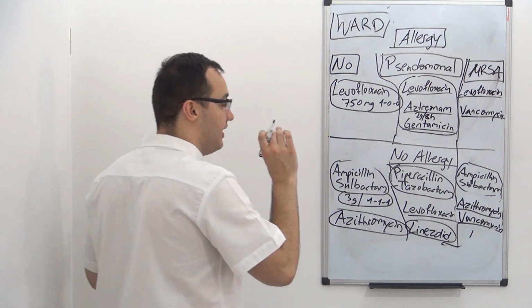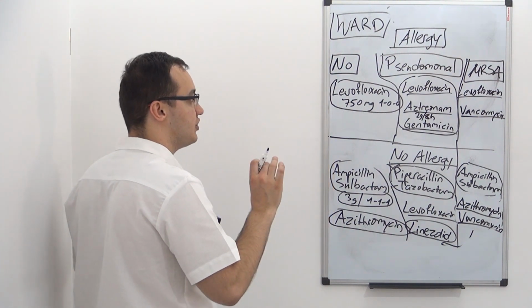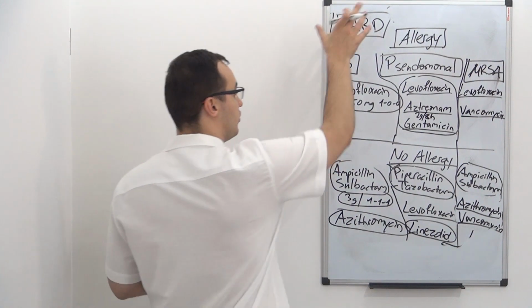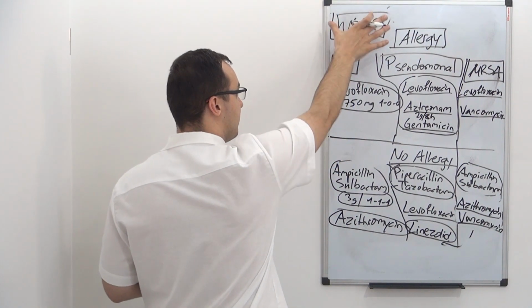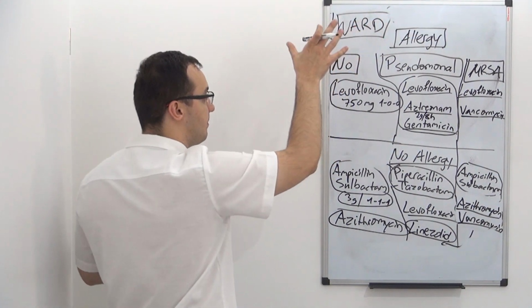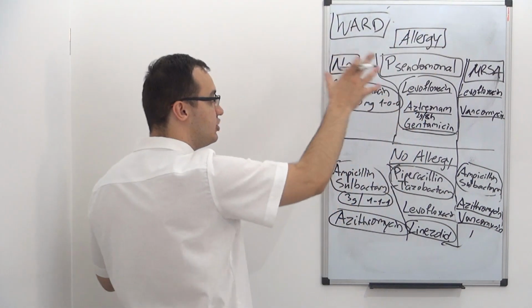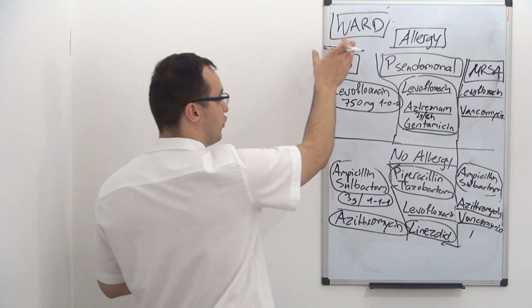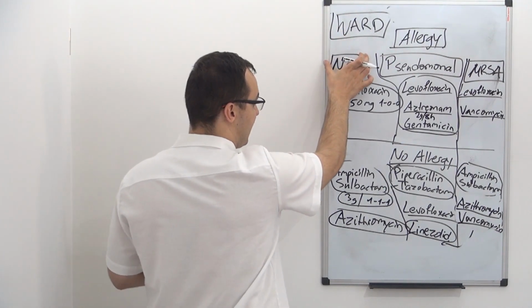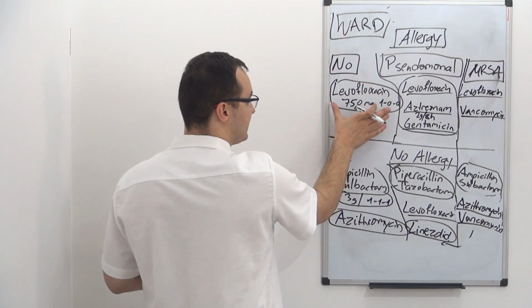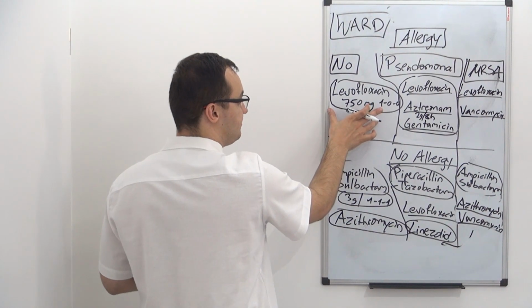So let's make a quick revision. We had a patient who is in the ward, in the regular medical ward. The patient does have an allergy against beta-lactams, and the patient does not have any risk factor for Pseudomonas or MRSA. I give levofloxacin 750 milligram 1 per day.